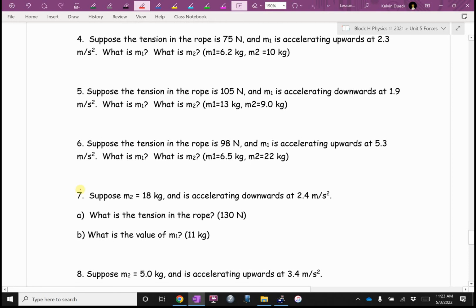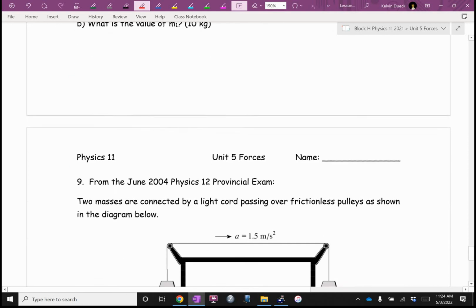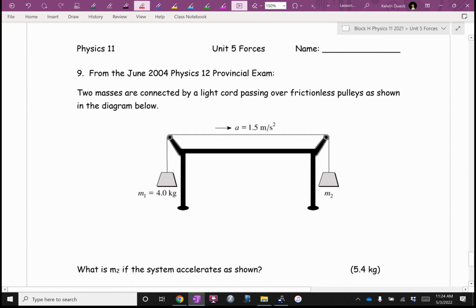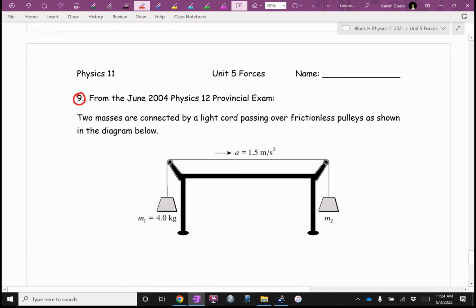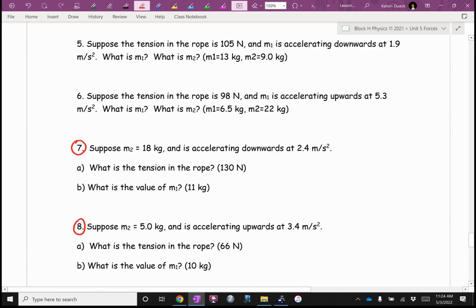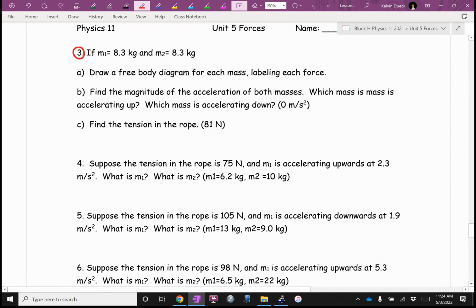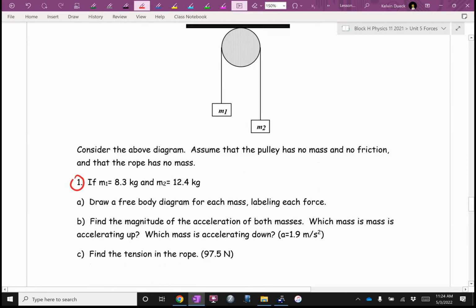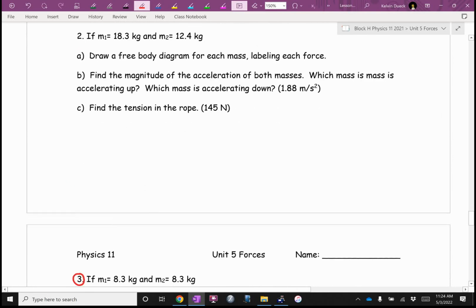I skipped 4, 5, and 6. Number 7 is a missing mass question. So is number 8. I've only done one of those with you, and they're a bit tricky. Number 9 is also pretty tricky. So 7, 8, 9 are advanced, and you'll have some time to work on that tomorrow. But as far as I'm concerned, you can handle number 1. If you get it right, great. Otherwise, 2 is another Atwood machine.